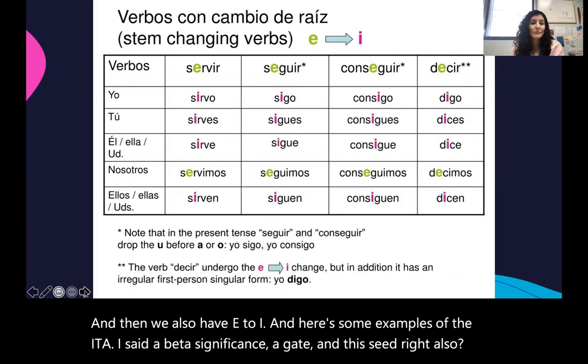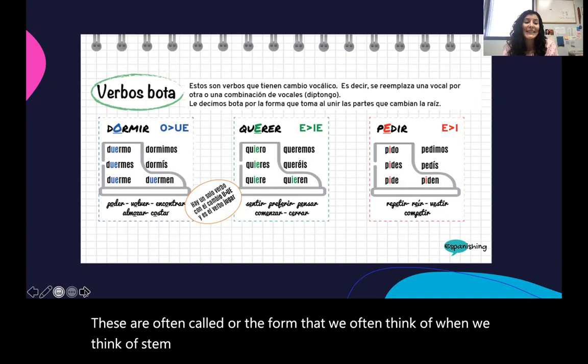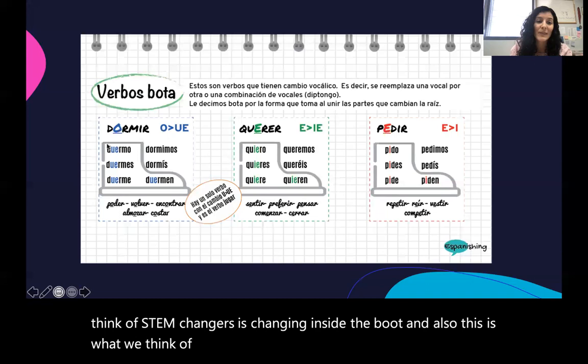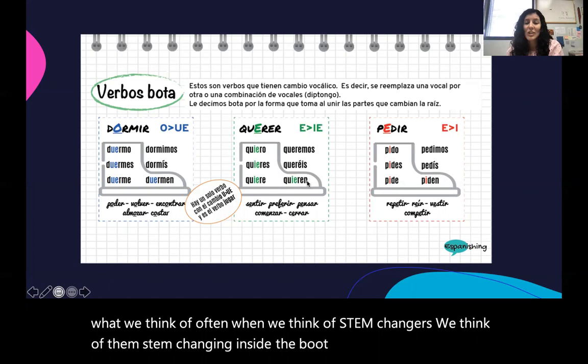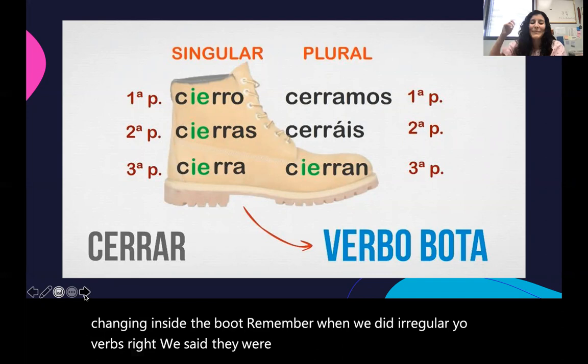These are often called, or the form that we often think of when we think of stem changers is changing inside the boot. We think of them stem changing inside the boot because just these four forms change. So again, generally we tend to think of them as stem changing inside the boot. You remember when we did irregular yo verbs? We said they were sombrero verbs, because they change only in the sombrero. So here, they only change inside the boot.